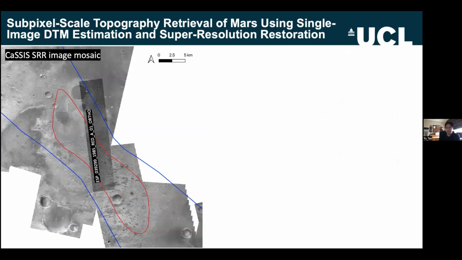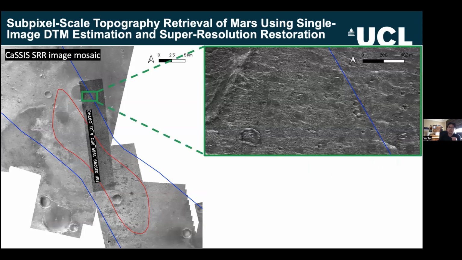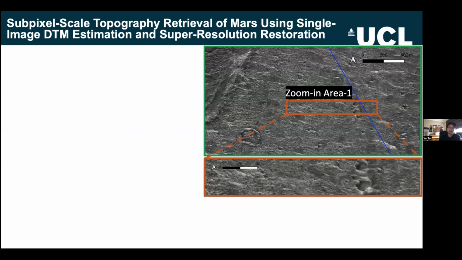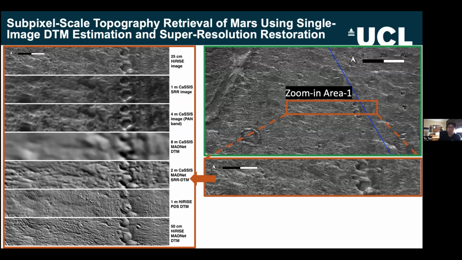And here's another example. This is over the ExoMars landing site, Oxia Planum. If we zoom into this green bounding box here, we can see the 25-centimeter HiRISE image, and continue to zoom into the orange bounding box and remove the overview map, and let's see visually the comparisons of the super resolution and 3D results of this area.